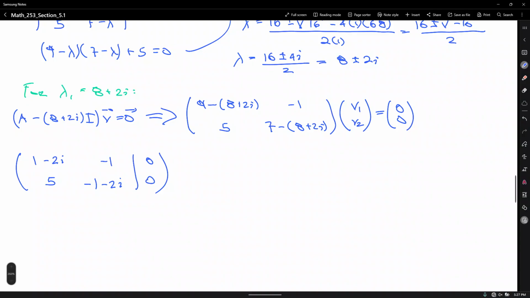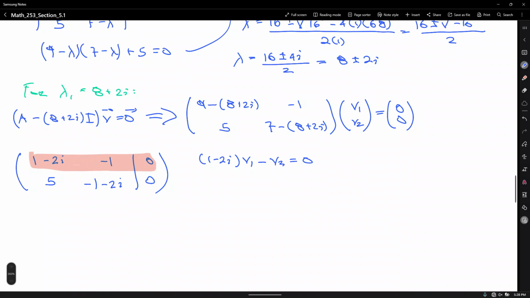And I like the first one because the second element, the 1 2 element, is either a 1 or a negative 1. You can do the second one if you want, that's fine. But I'm going to do the first one. Let me highlight it just so you can see which row I'm turning into an equation. Okay, so I'm turning this into the following equation. 1 minus 2i v1, this is the coefficient of v1, minus v2 equals to, what is that? 0, isn't it?